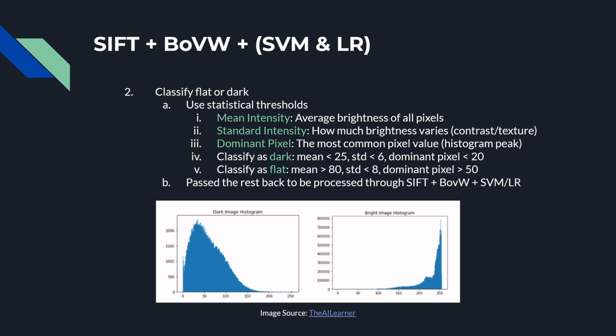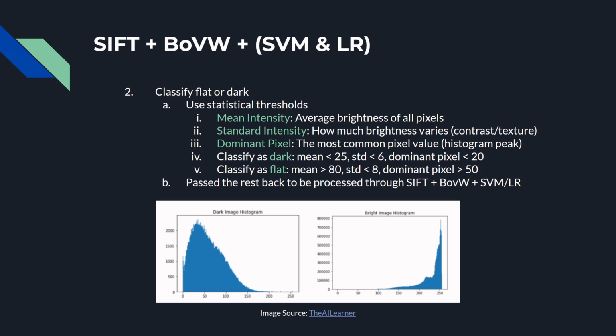In step 2, we classify flats and darks because we were having issues when running these through SIFT, as we were either getting no key points, or if we did get key points at the end, they were being classified as something other than dark or flat. So we use the image histograms and statistical thresholds. For a dark image histogram, most of the peaks are going to be towards the value of 0 because that is black. And for a bright or flat image histogram, most of the peaks are going to be towards the value of 255, which is white.